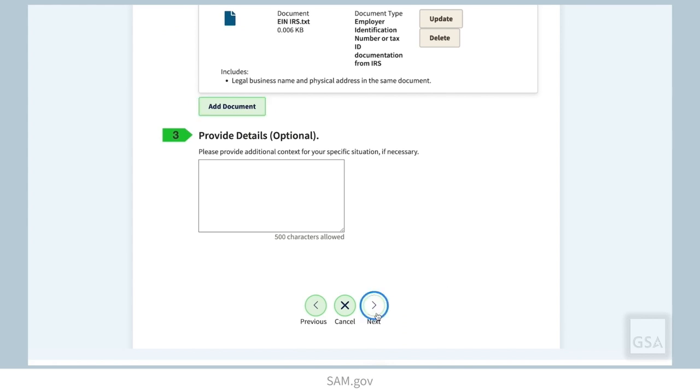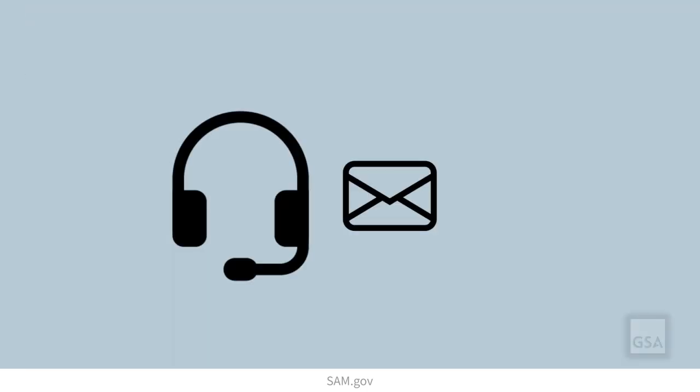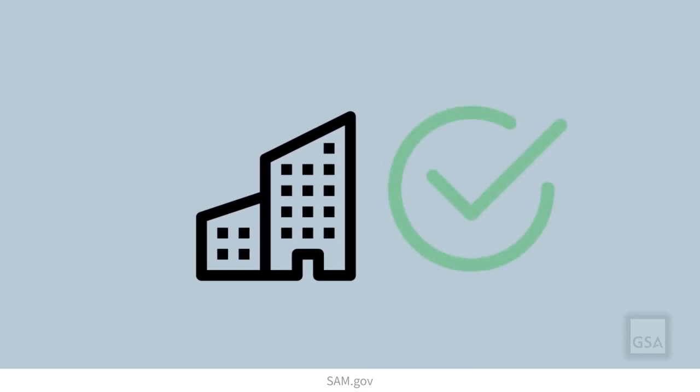Once you submit your documents, you will receive a Federal Service Desk or FSD reference number, and the Entity Validation Service will then review your documents. Monitor your email for messages about the status of your validation. An agent will reach out to you by email if more information is required.